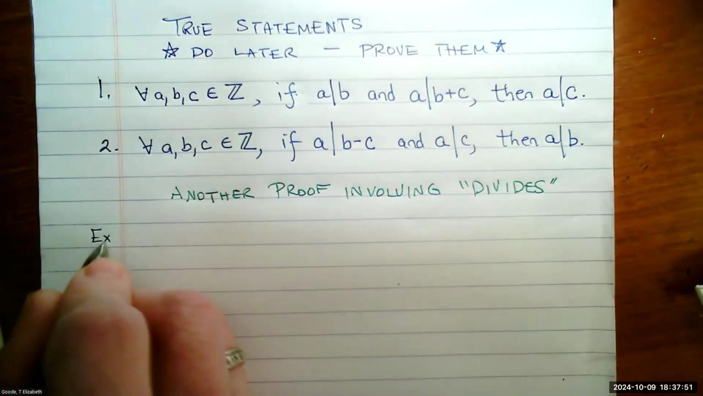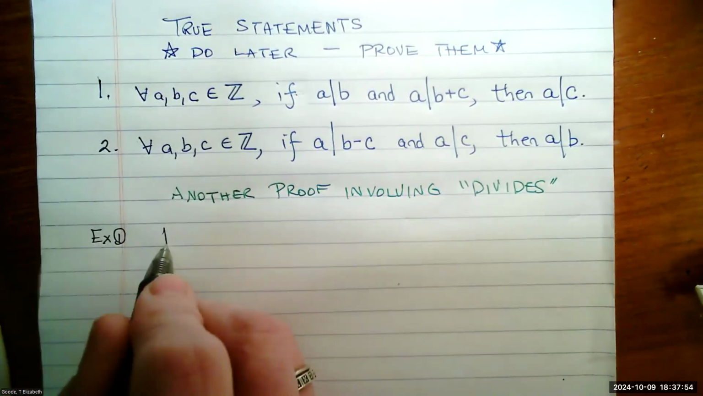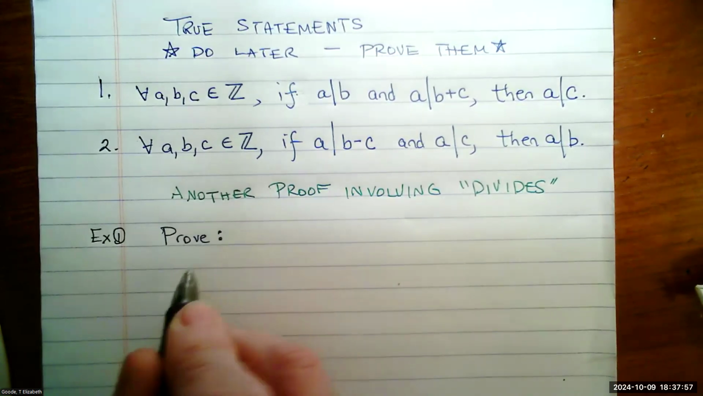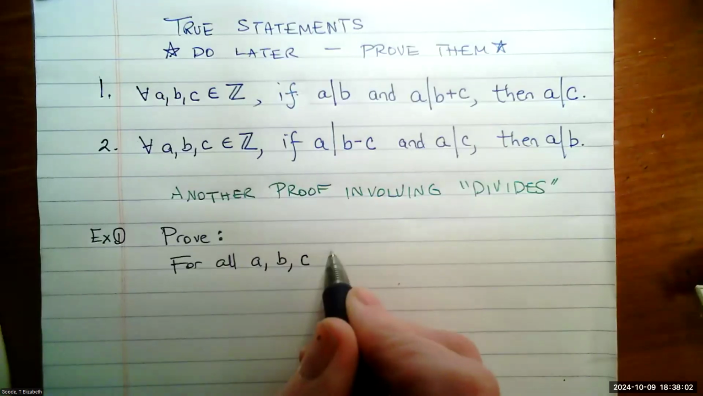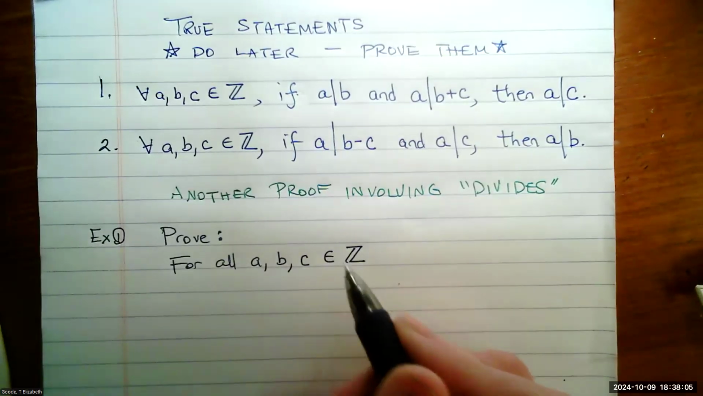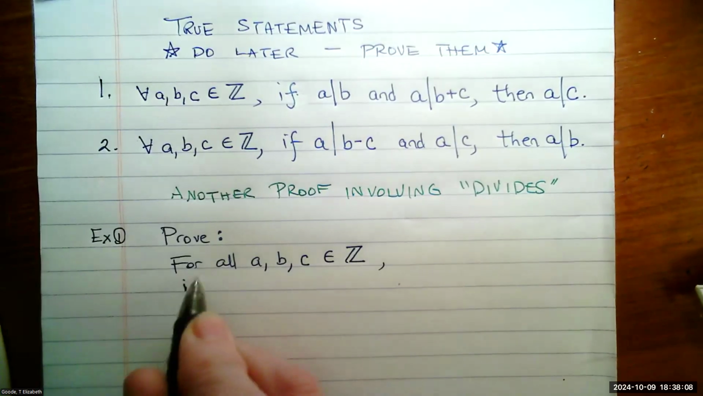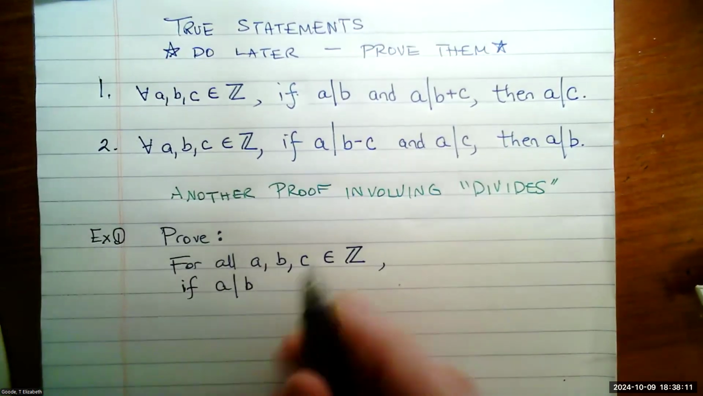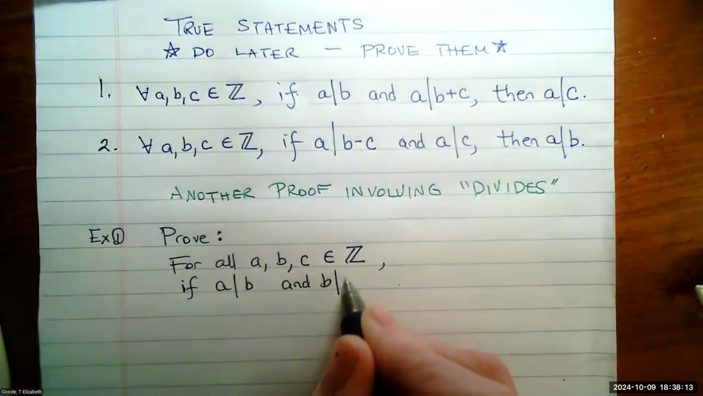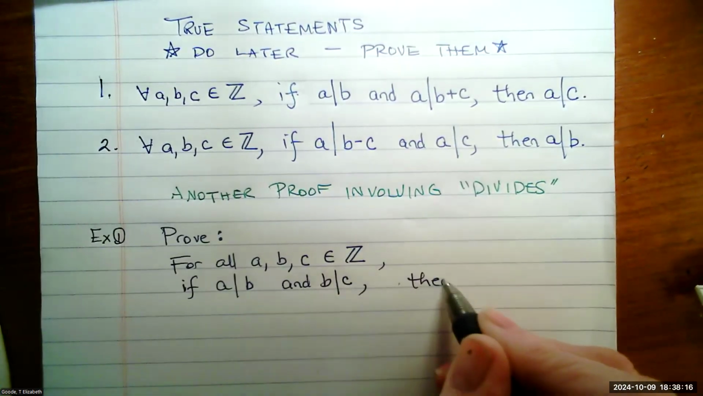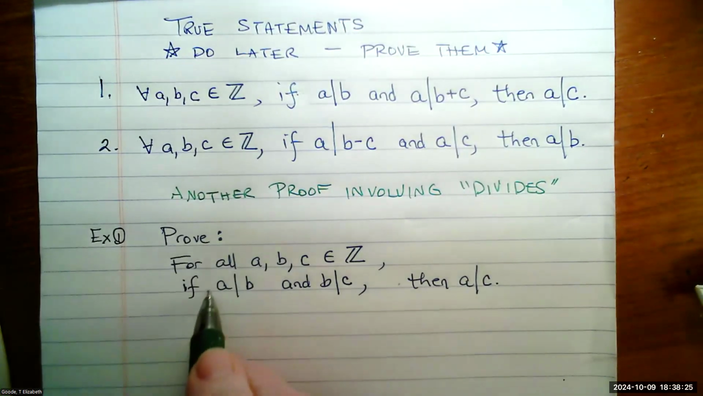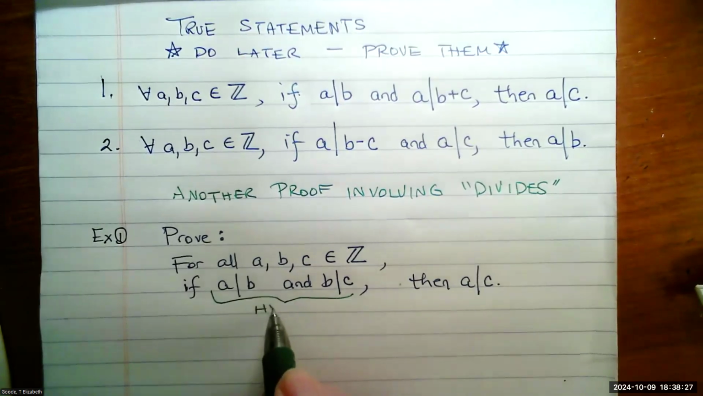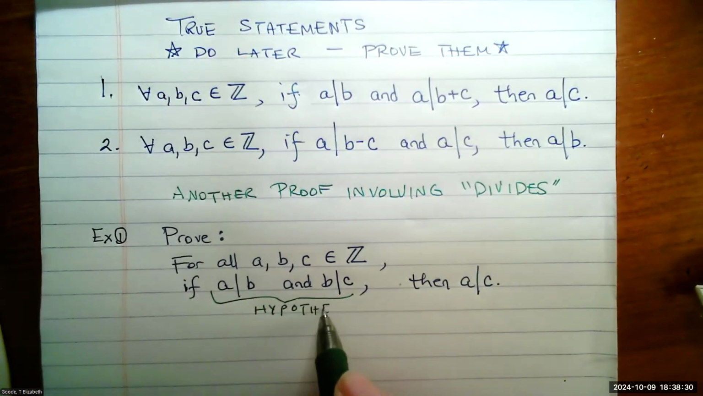Example 1. Proof. For all A, B, and C in Z, so these are integers A, B, and C, if A divides B and B divides C, then in fact A divides C. So it's already written as an if-then. It's a universal statement, of course. So we can see the hypothesis that A divides B and B divides C.